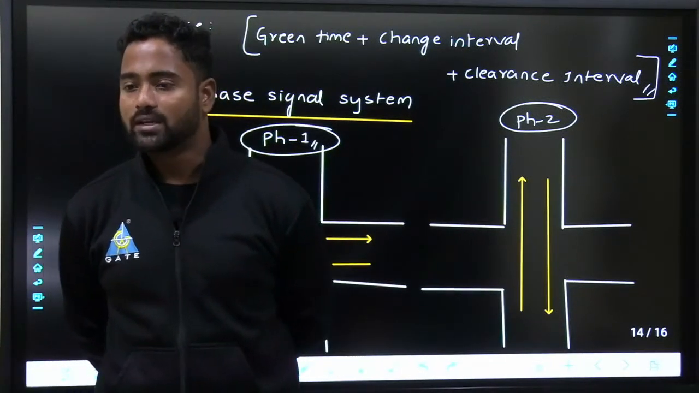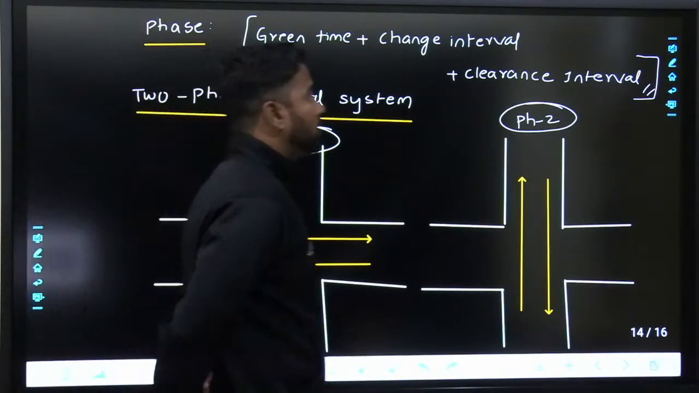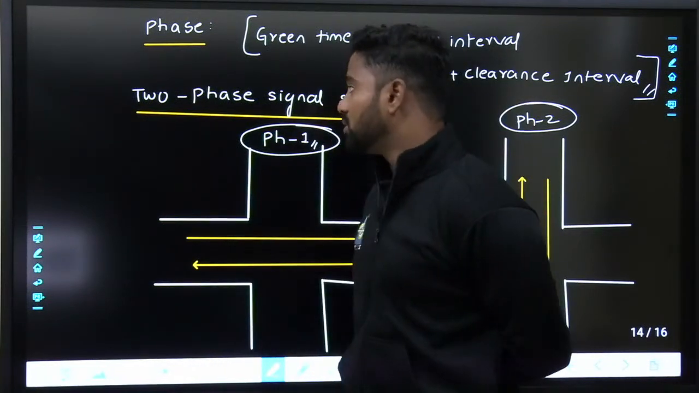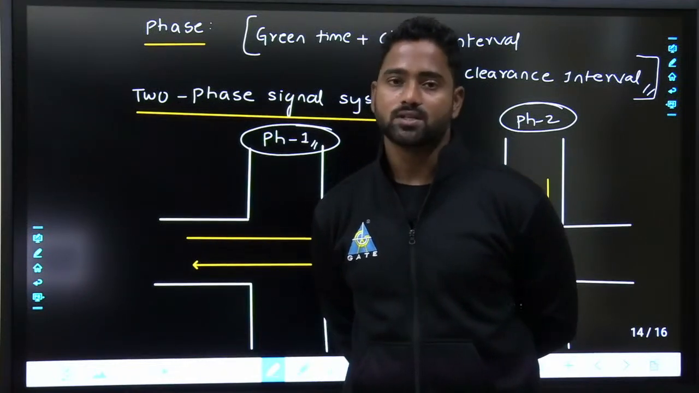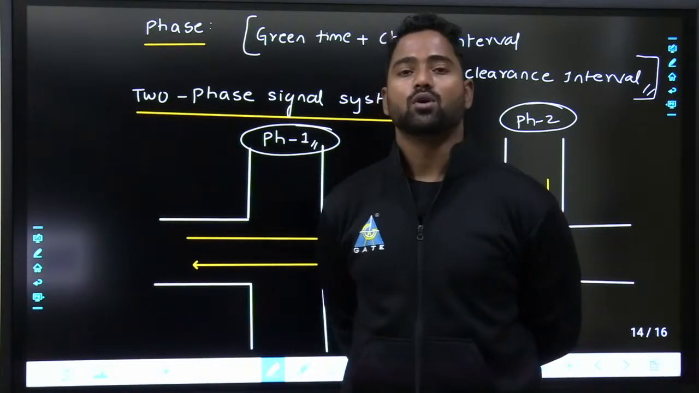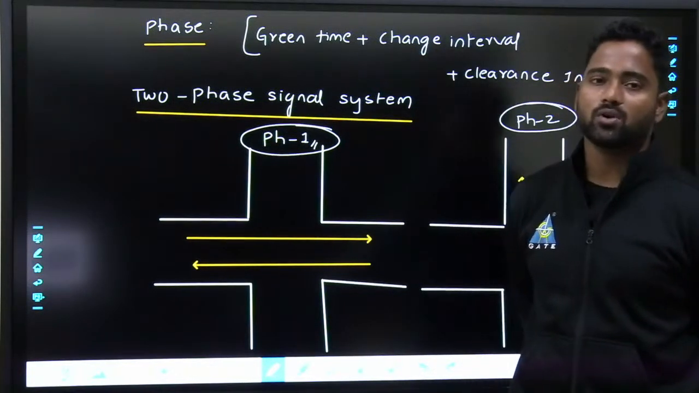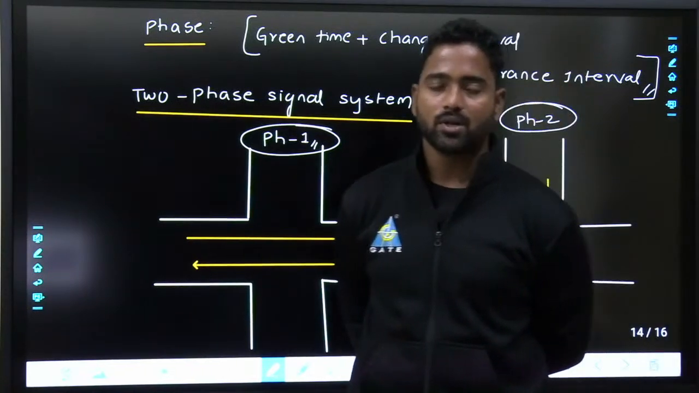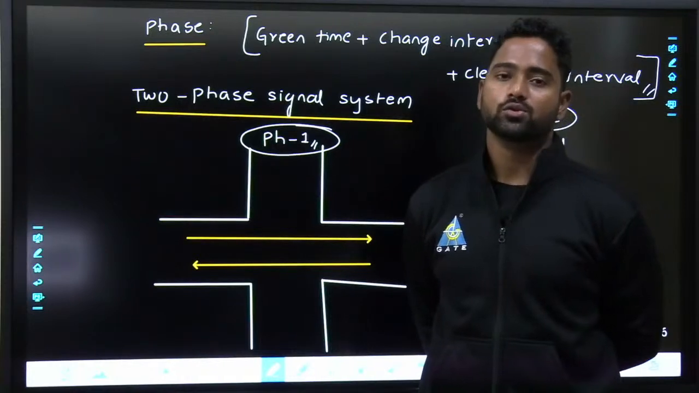Today we have discussed only some basics, but these basics are very important for tomorrow whenever I say design a two-phase signal system, four-phase signal system, three-phase signal system. Accordingly you should be able to understand what exactly is meant by the phase and what is green, amber, red, clearance interval, change interval, all red time, initial amber, all those things.